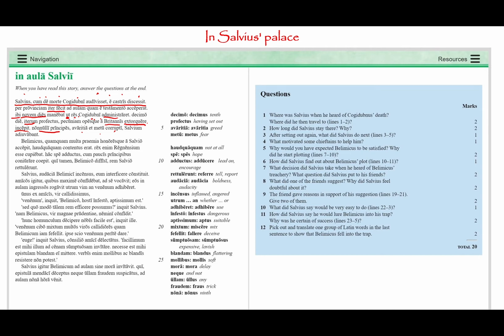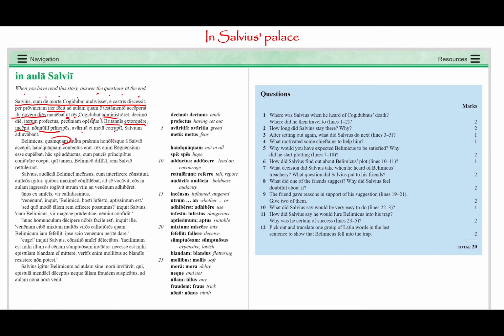Question 5, why would you have expected Bellimachus to be satisfied, and why did he start plotting? Lines 7 and 10. We've got a concessive here, the word quamquam. Deal with those more later. So it sets up one likely scenario and actually replaces it with the actual scenario. So although he received many rewards and honours from Salvius, he was far from content. So that answers the first part. Why would you have expected him to be satisfied? Because he's in receipt of lots of rewards and honours from the king.